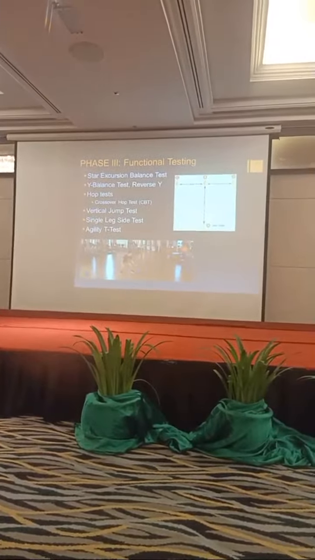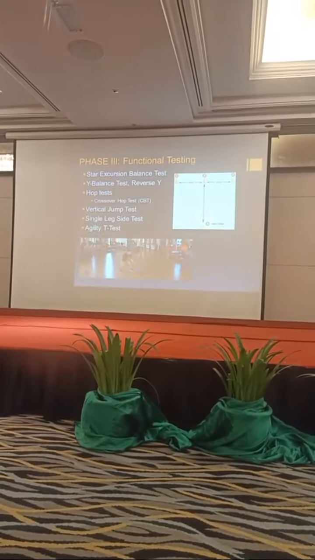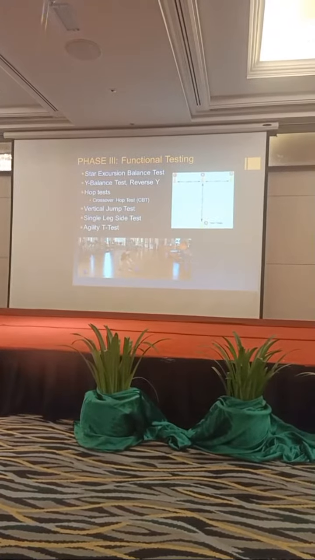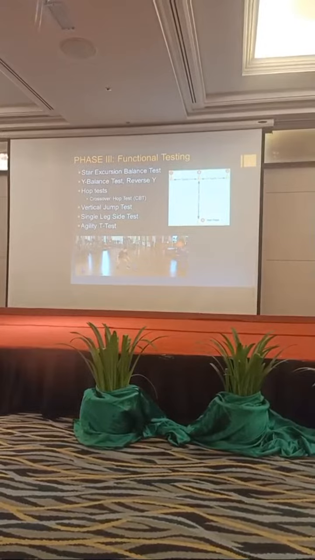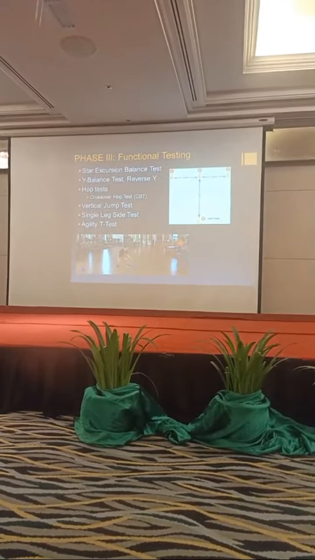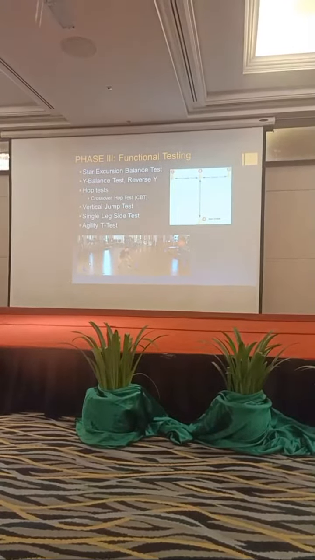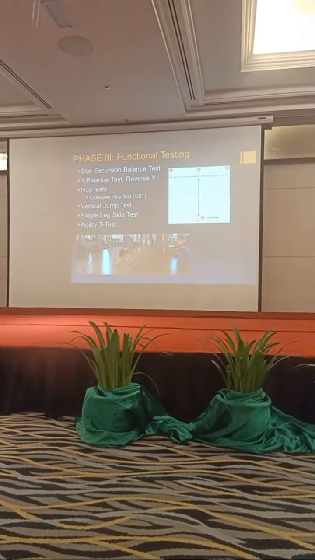Okay, and we use a lot of the agility t-test, which I'm sure you guys are all very familiar with. Yeah, so you're running 10 yards to the front, 5 yards to one side, then go across to the other side, and then come back 5 yards again, and then return. So with agility t-test, to me, that one is like the do-all.